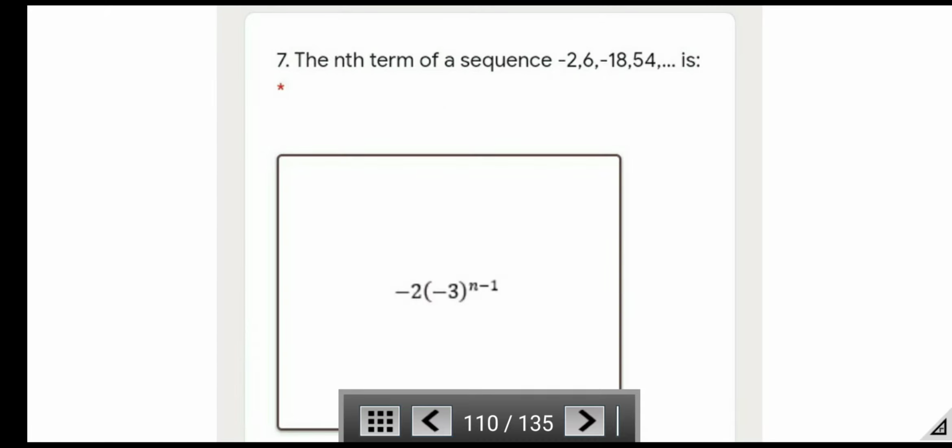Next question, the nth term of the sequence minus 2, 6, minus 18, 54 is, because this is a GP and the first term of the GP is minus 2 and the common ratio is minus 3, the nth term is minus 2 times minus 3 raised to the power n minus 1. So this is the right option.